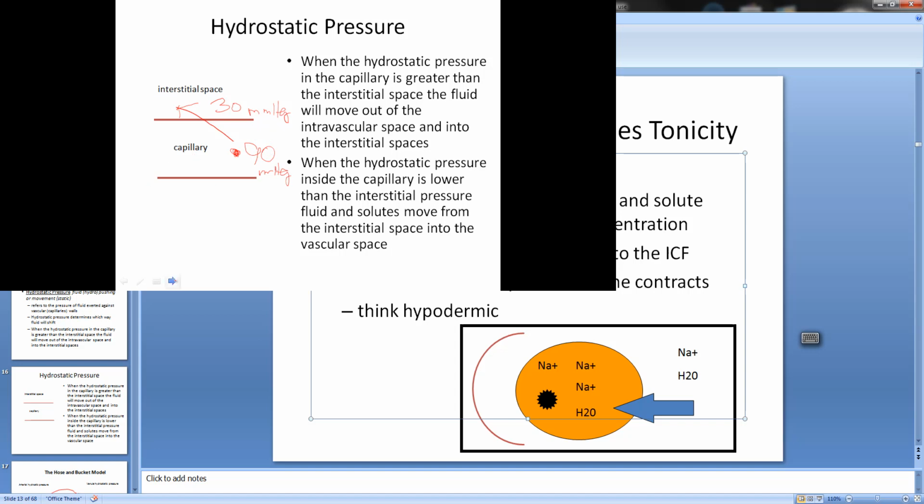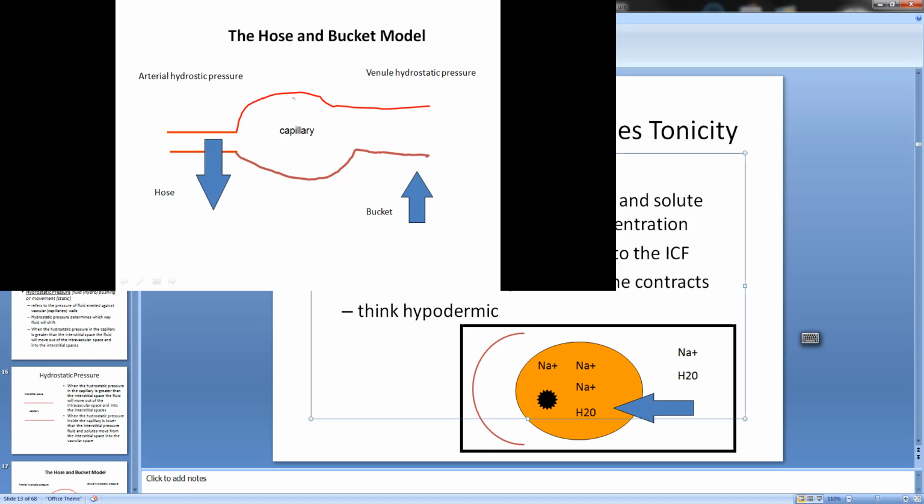And then, as you'll see in the next slide, I call this the hose and bucket model. Here you have the arterial end, which is much smaller in diameter, lumen. And here again, as I said, for instance, maybe it's 90 millimeters of mercury at this local level. And then it reaches the capillary, and the fluid will move because this is 90. This is only 30 millimeters of mercury water pressure here. Now, over here we have the venous end. This is what I call the bucket, or the venular hydrostatic pressure. Much wider lumens in your veins.